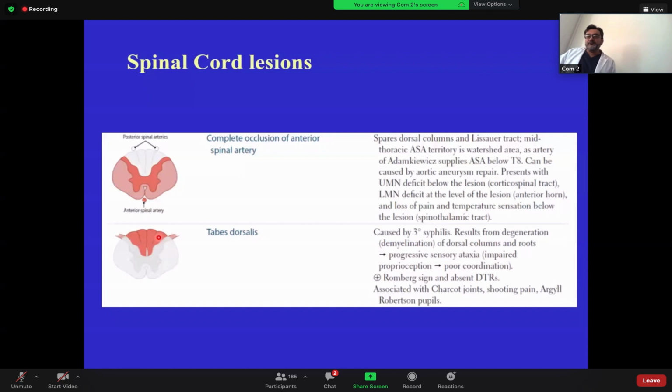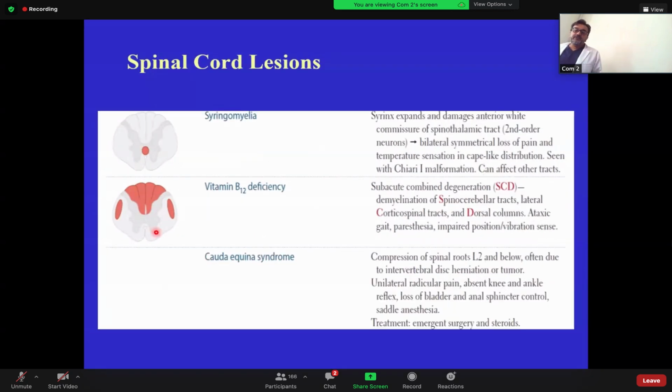It is because of an infection, the spirochete infection, which is syphilis. The tertiary form of syphilis involves the spinal cord. The primary form is going to involve the sexual organs, but the tertiary form is the one which involves the spinal cord.